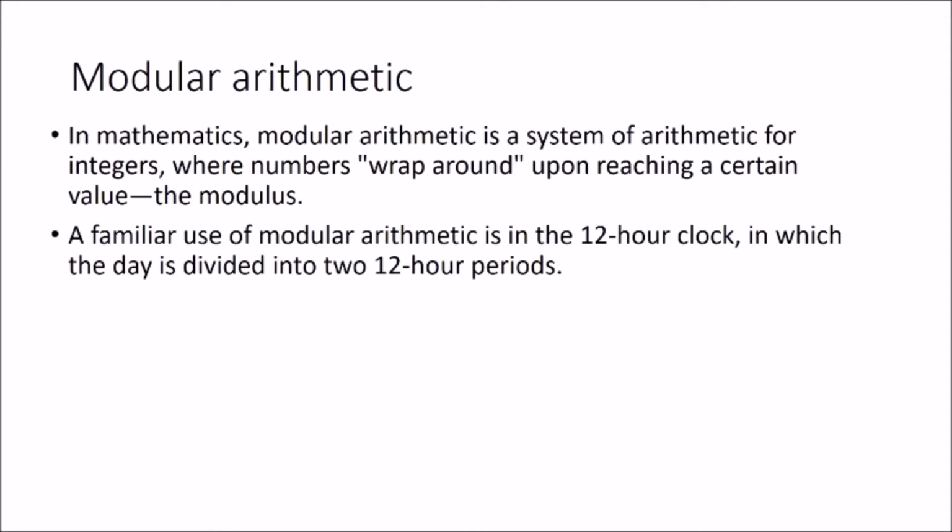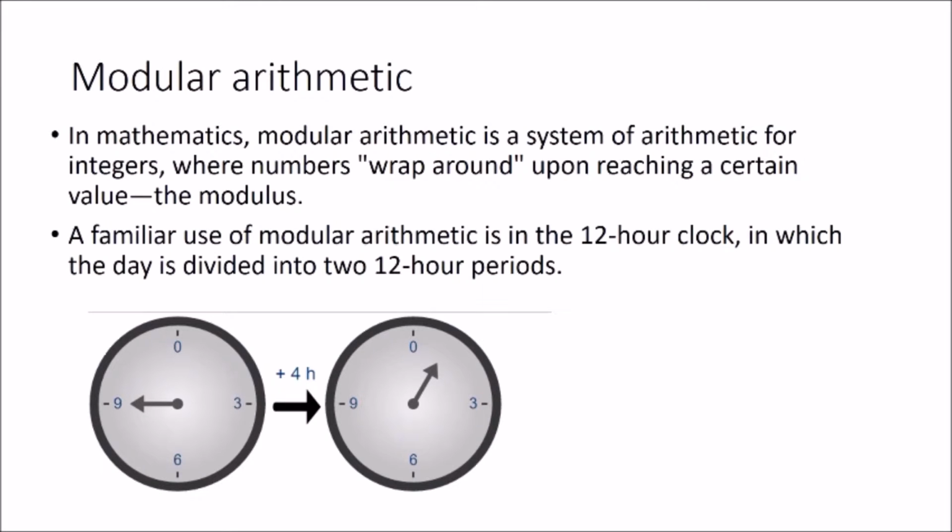A familiar use of modular arithmetic is the 12-hour clock, in which the day is divided into 12-hour periods. Think about it: if we are at 9, 4 hours later we don't say 13, we say 1. When it reaches 12, instead of becoming 13, it starts from 1 again. So 12 here is the modulus. When we wrap around, we start again from 0.